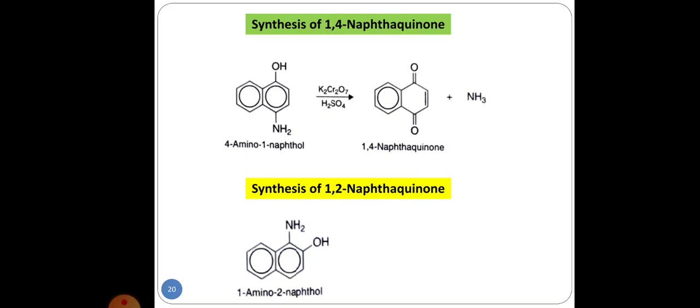Next is the synthesis of 1,2-naphthaquinone. Here is the reaction. 1,2-naphthaquinone is obtained by the oxidation of 1-amino-2-naphthol with ferric chloride or potassium dichromate and dilute sulfuric acid.